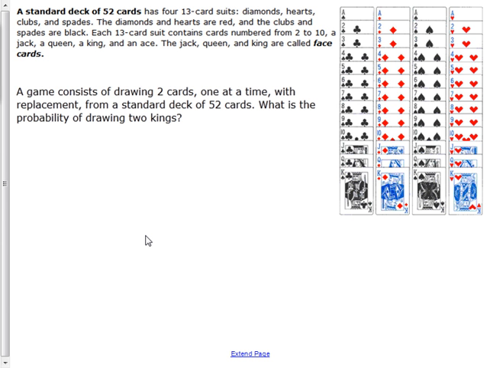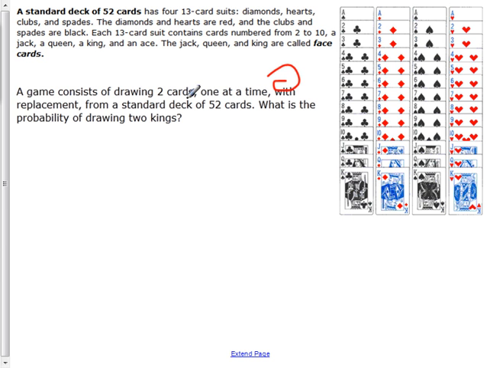A standard deck of 52 cards has 4 card suits: diamonds, hearts, clubs, and spades. If the diamonds and hearts are red, and the clubs and spades are black, each 13-card suit contains cards numbered from 2 to 10, a jack, a queen, a king, and an ace. The jack, queen, and king are called face cards. So a game consists of drawing 2 cards, one at a time, with replacement. That is a very key word here.